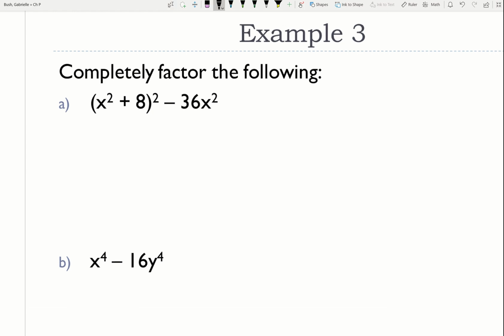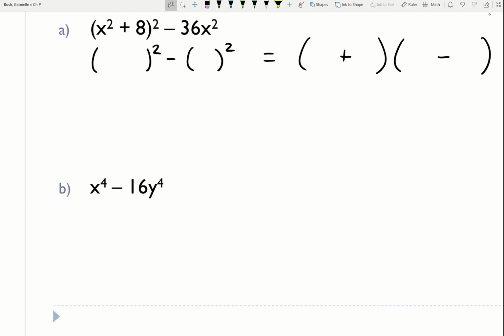One of the things about this next one is that this is a difference of squares. So we would want to factor that into the sum times the difference. Down here, this doesn't look like a difference of squares, but it actually is, because we could write this as something squared minus something else squared. What do we square to get an x to the fourth? Well, that would have to be x squared. What could we square to get a 16y to the fourth? Well, that would be 4y squared.